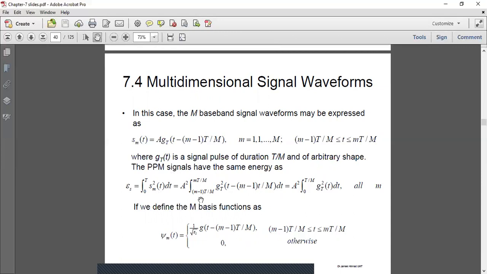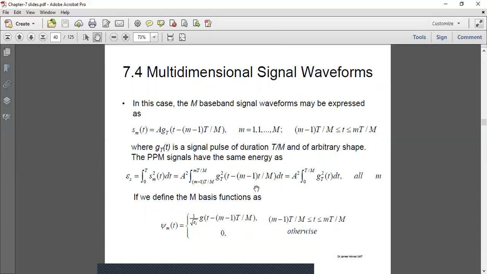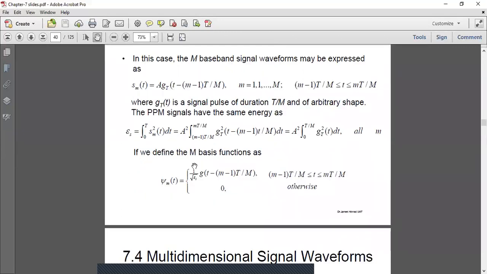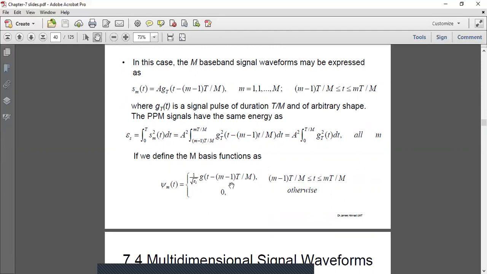You can generate the signal energy by using this expression. We have already discussed it. It has M basis functions. Since it is an M-dimensional signal, we have M PPM signals, M basis functions, or M-ary signaling. So this will require M basis functions of this structure. This is the amplitude for this orthogonal basis function during this time interval. Otherwise, it is 0.